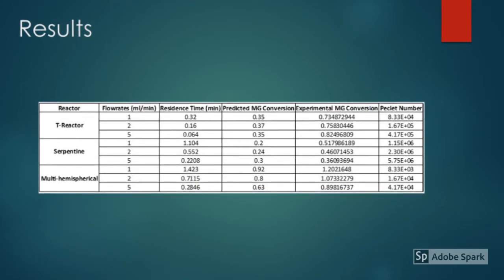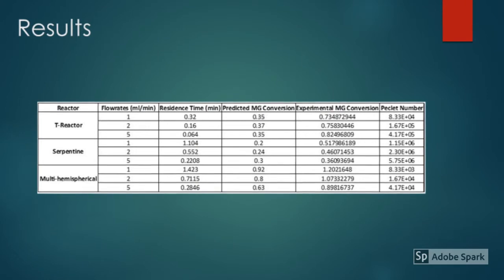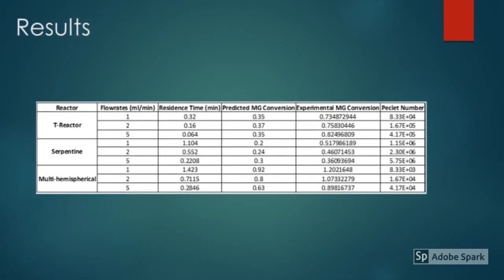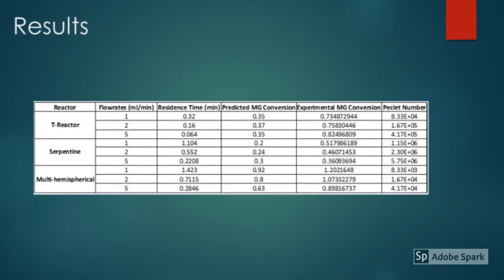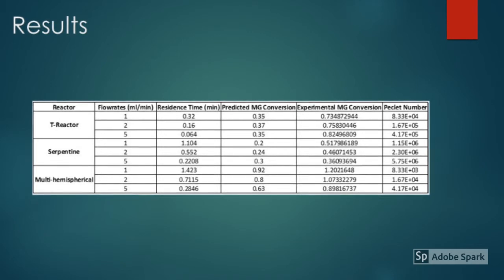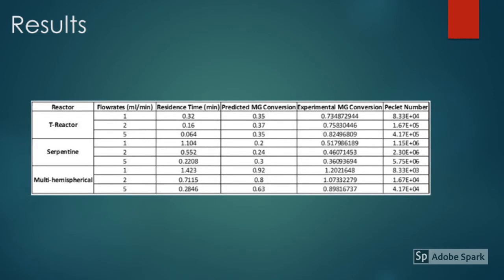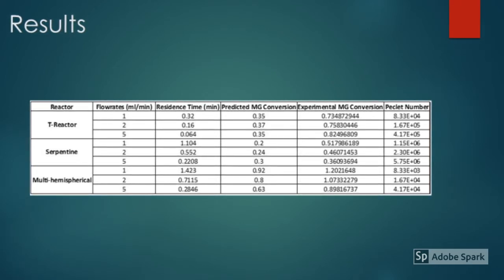Here are tabulated results for all trials, including residence time, which was calculated using inlet flow rates and reactor volumes, predicted conversion values from the COMSOL simulation, our experimental conversions derived from average PC ratings and the calibration curve data, and a value called the Peclet number, which is a dimensionless number that compares convective mass transport to diffusive mass transport, informing us about the mixing behavior in different reactors and/or flow rates.